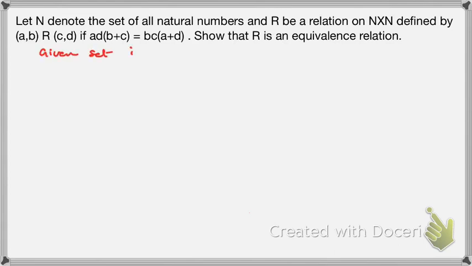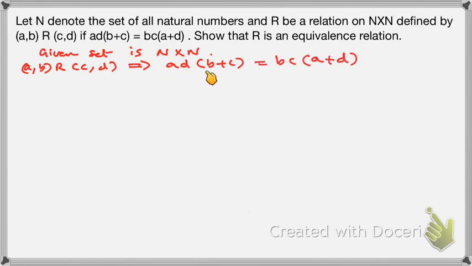I start with the given set. The given set is N cross N. So the given set is N cross N means it's a Cartesian product. So every single element I pick up from this set is going to be an ordered pair. That's why when you see the relation, it says (a, b) is related to (c, d) implies ad(b + c). So I picked up two elements from N cross N. (a, b) is one element and (c, d) is another element. And we say (a, b) is related to (c, d) if ad(b + c) is equal to bc(a + d).